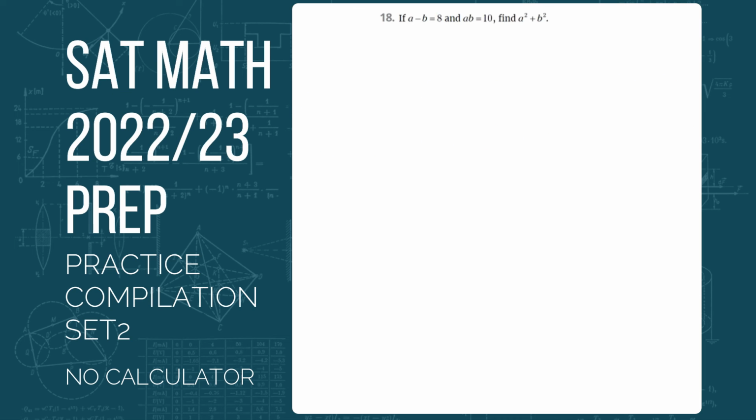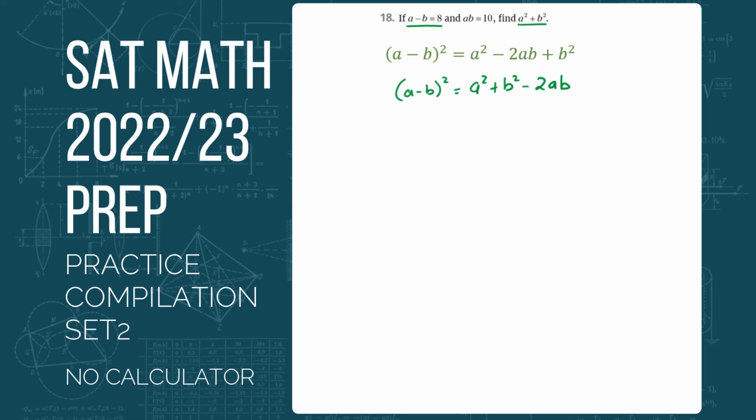If a minus b is equal to 8 and ab is equal to 10, find a squared plus b squared. Looking at this, we have a minus b here and a squared plus b squared. Let's bring in the formula for a minus b squared, which is a squared minus 2ab plus b squared. All we have to do now is rearrange this. A minus b squared is equal to a squared, let's bring b squared here, minus 2ab.